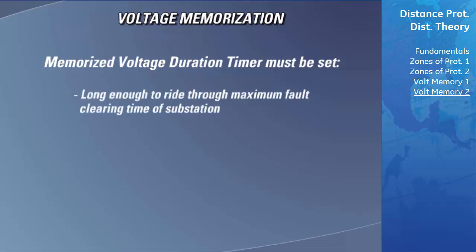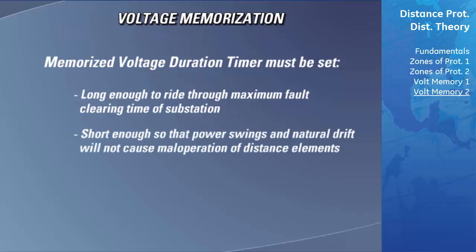The memory duration timer must be set to be long enough to ride through the maximum fault clearing time of the substation, including the breaker fail time. On the other hand, the memory duration cannot be set so long that power system events such as power swings and natural drift of the system cause the distance functions in the relay to incorrectly operate.